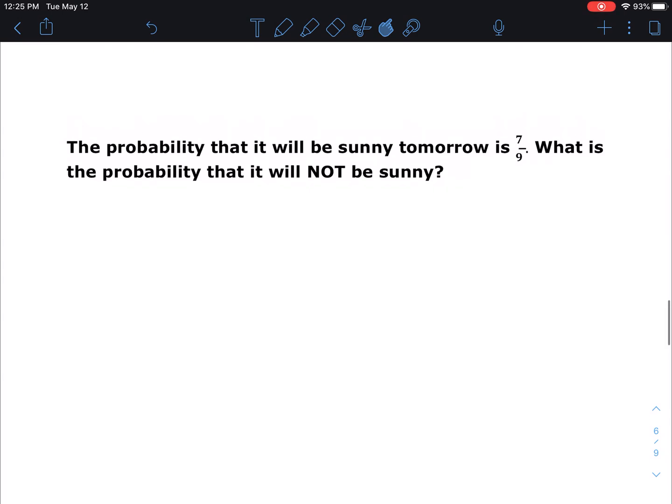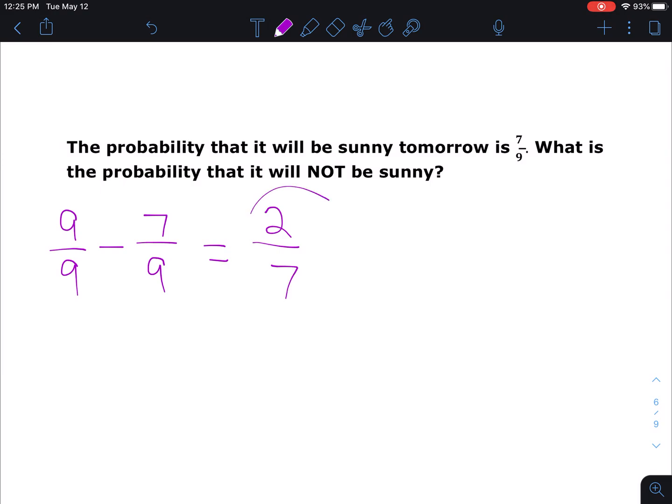So if we know that the probability that it's going to be sunny is 7/9, I want to take that away from the total. So total would be 1, also known as 9/9. So if I take that 7/9 away from 9/9, I'm left over with 2/9. So this would be the probability right here that it's not sunny. And that is reduced, so I could leave it like that. Or if you want to put it in decimal form, that's fine.